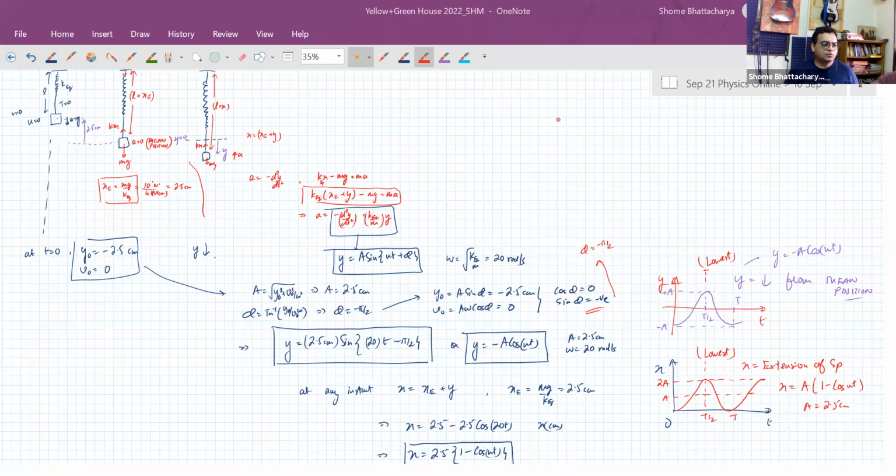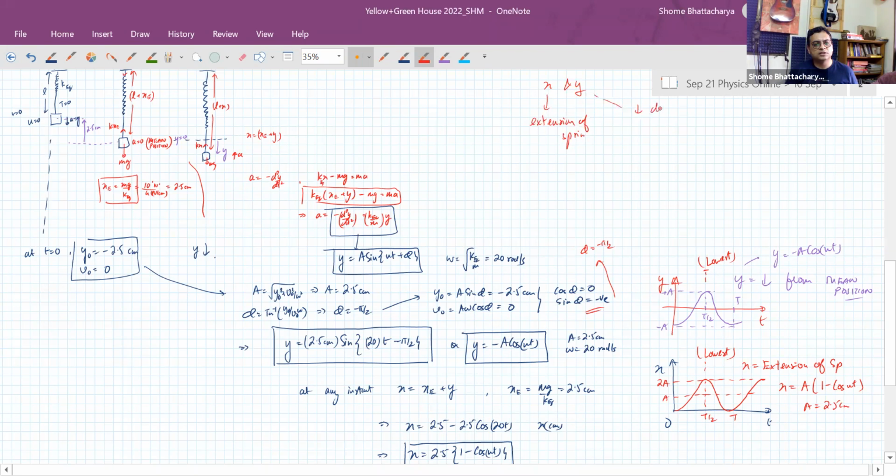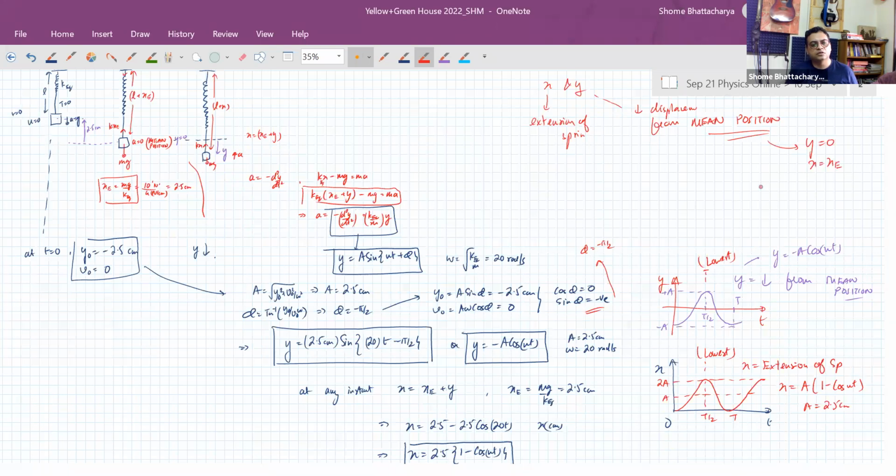So this is a little bit complicated, understanding the relationship between X and Y. X is the extension of the spring and Y is the downward displacement from mean position. So make sure you understand this. Mean position is the position where Y is 0, but X is equal to XE. Therefore, at Y equal to some general Y, X becomes XE plus Y.